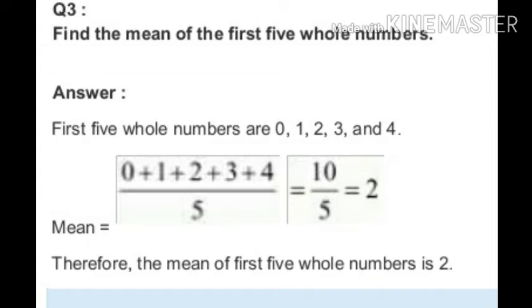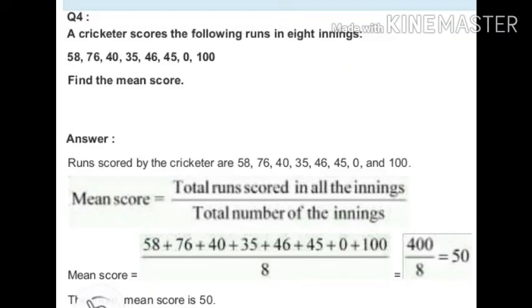Now question number 4. A cricketer scores the following runs in 8 innings: 58, 76, 40, 35, 46, 45, 0 and 100. So students, first we have to add all the observations. Sum of all observations is 400 and the total number of innings is 8. So you have to divide 400 by 8. So 400 upon 8 is equal to 50. So mean score is 50.